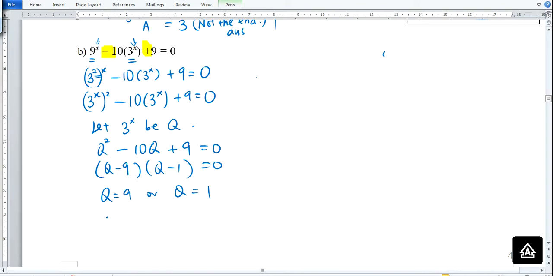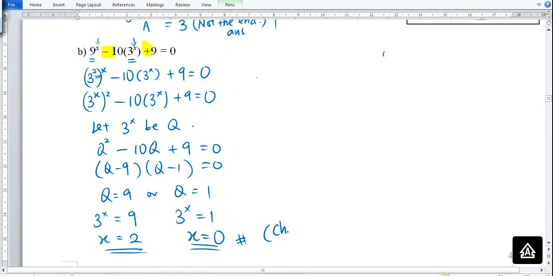But this is not the end again. I have to replace q back with 3 power x. And then finally I can compare again. x is equal to 2 or x is equal to 0, because 3 power 0 is equal to 1. So these are my two answers.